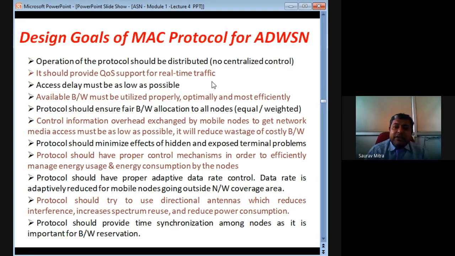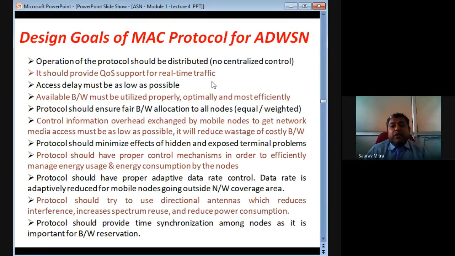In the previous three slides I told you what the parameters are. In this slide I am telling you whether each parameter should be high, low, or how much. That is actually the design goal. Each parameter is a design issue, and whether it should be high or low, good or bad, positive or negative, that is actually the design goal. So access delay should be as little as possible.